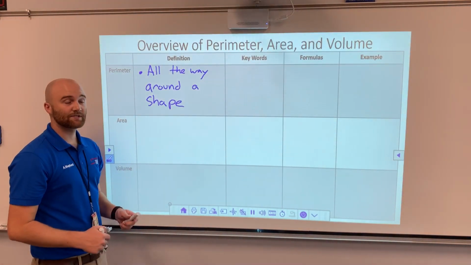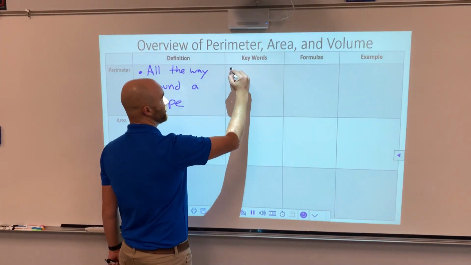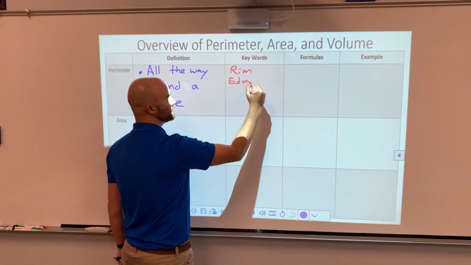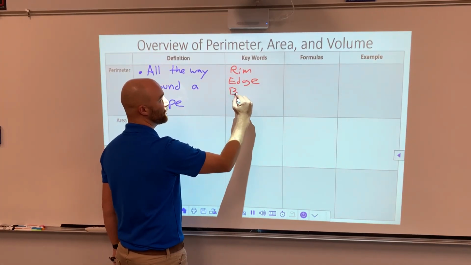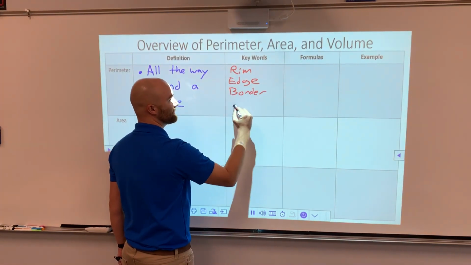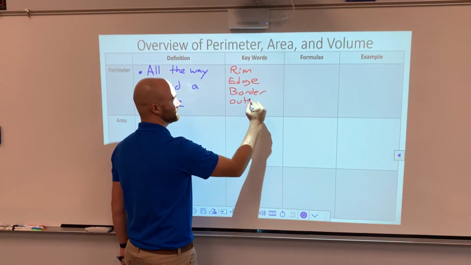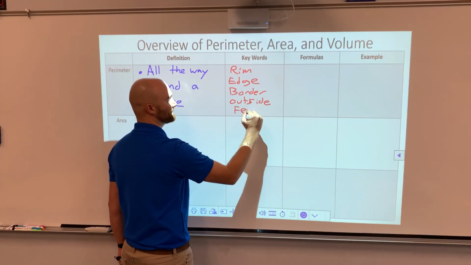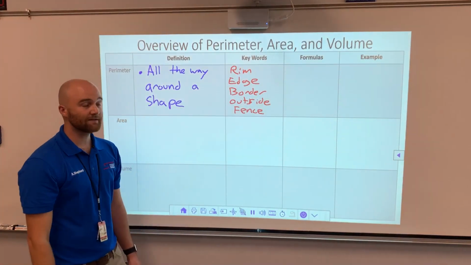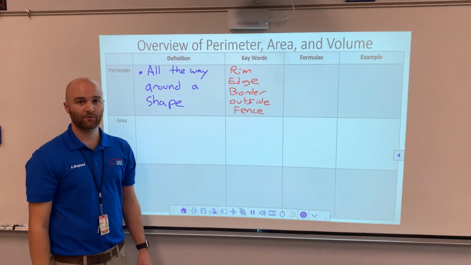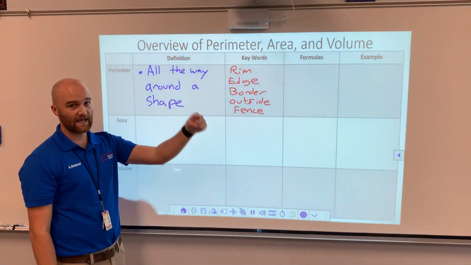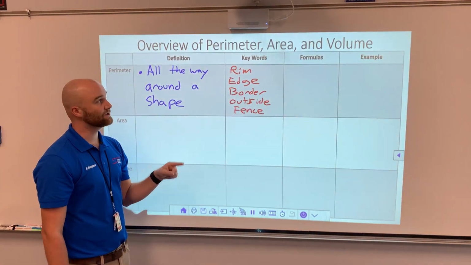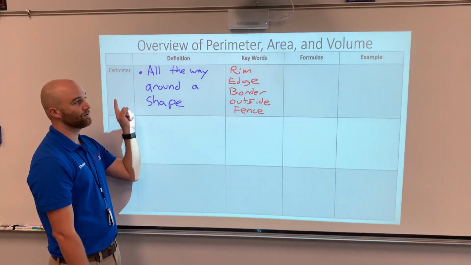So some key words that we might have: the rim, the edge, a border, an outside, or a fence. Anytime you see any of those words, you're probably talking about the perimeter. If you talk about the rim, or the edge, or the border, or the outside, or putting up a fence, those would all be things that we're talking about if we're talking about the perimeter.